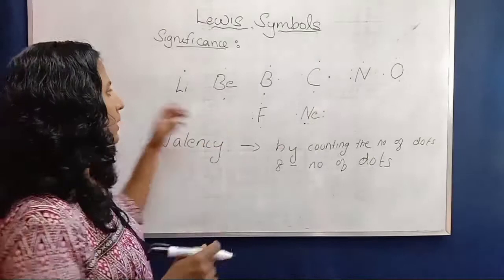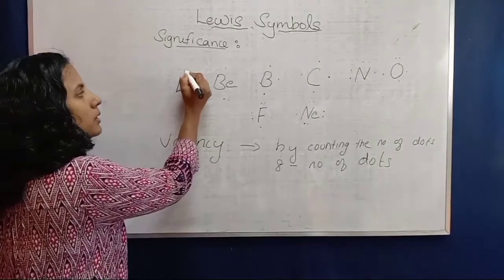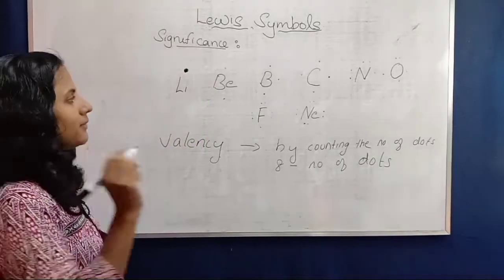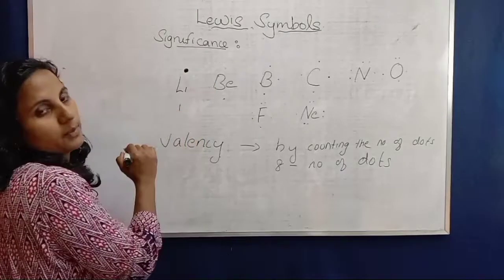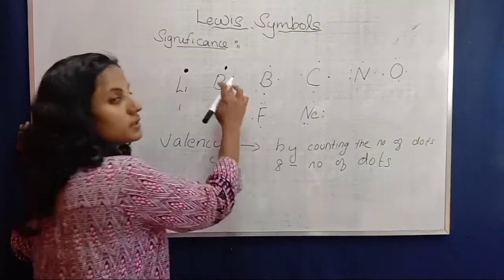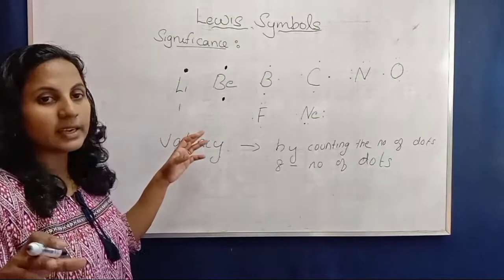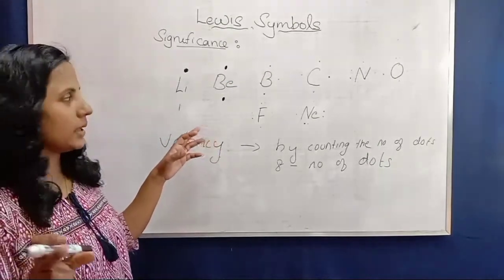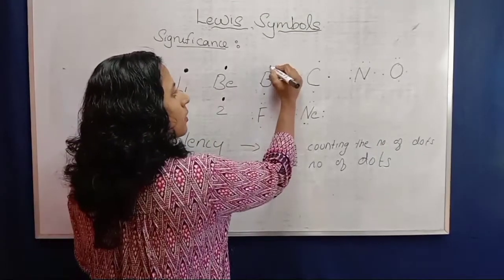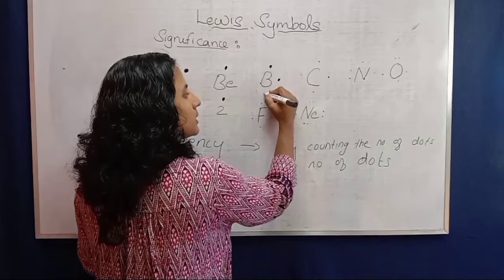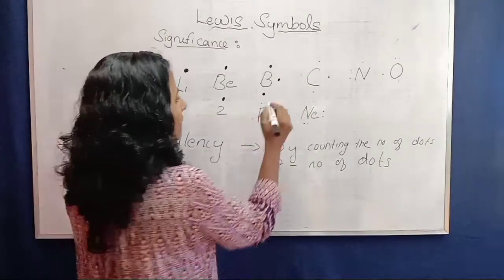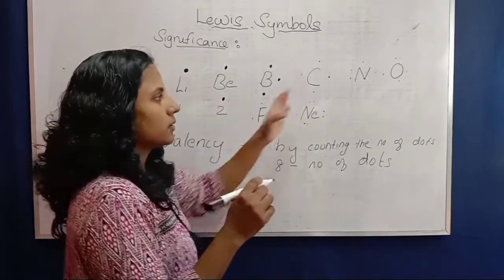How will we get it? Look, for lithium, how many dots do I have? 1 dot. Therefore, the valency of lithium is 1. How many dots are there for beryllium? 2 dots. Therefore, counting these 2 dots, we get the valency of beryllium. What is the valency of beryllium? 2. Next, boron. How many dots are there? There are 3 dots. Therefore, what is the valency of boron? 3.